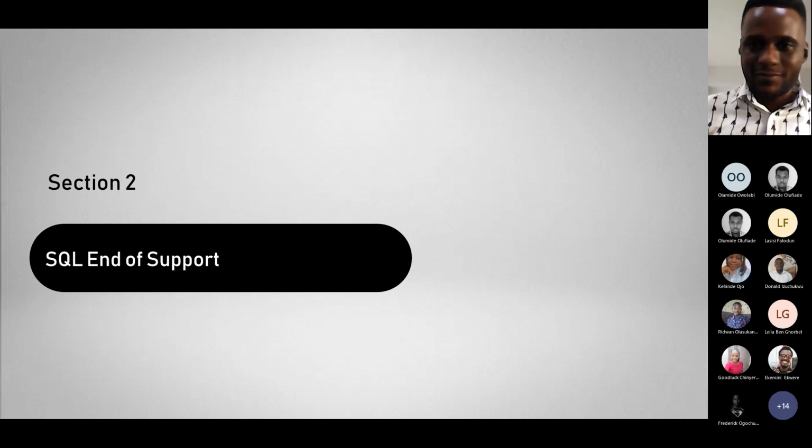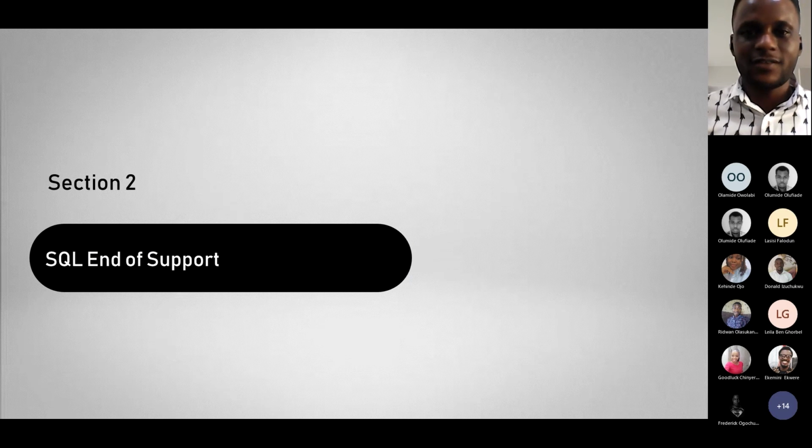And to further elaborate on this, I have on this call here Olumide Olufiade, who is going to show some of the impacts SQL Server end of support will have on our businesses in terms of security. Thank you very much. Over to you, Olumide.